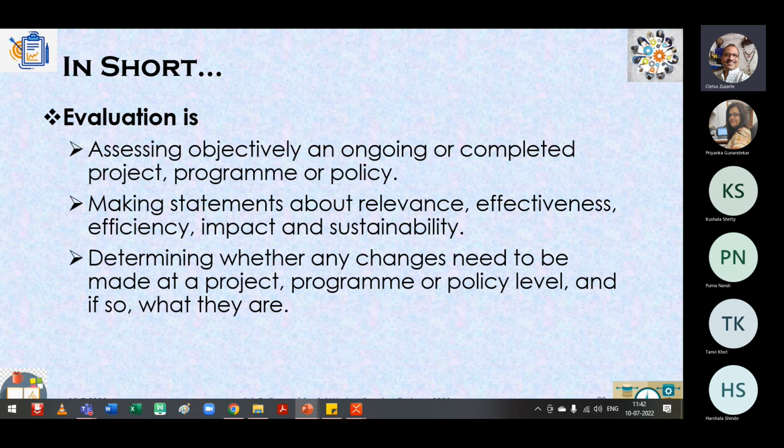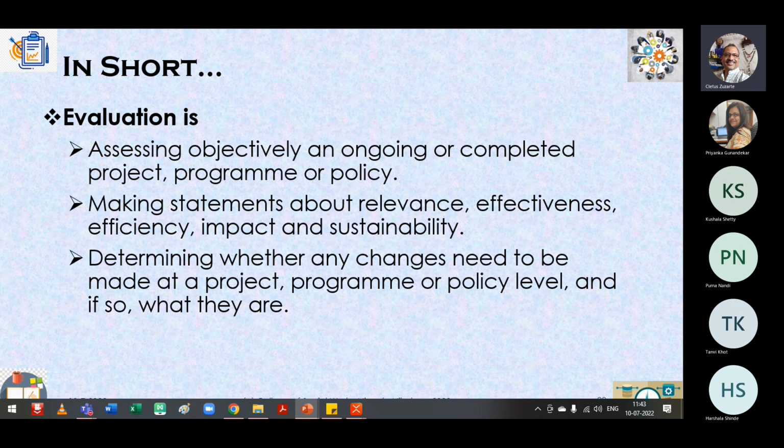What is the sustainability of that project? As in, is there a change happening in terms of leaders who are elected, of people taking ownership of the project? And finally, the third part is whether any changes need to be made at the project, program or policy level. An evaluation will tell you whether that project needs to be scrapped, or whether it needs to be carried on with additional funds or additional resources.